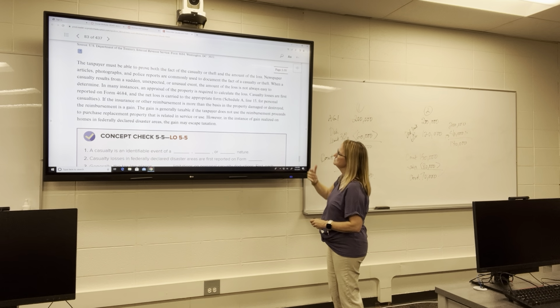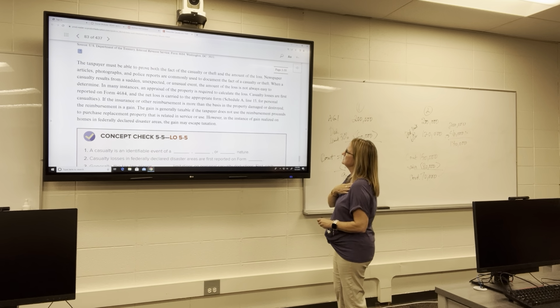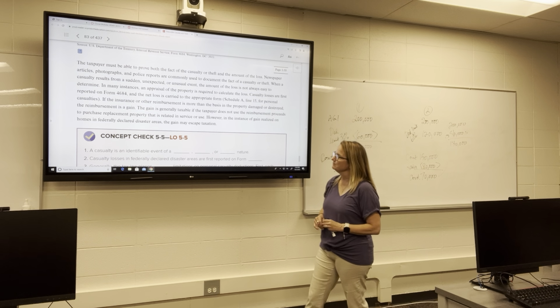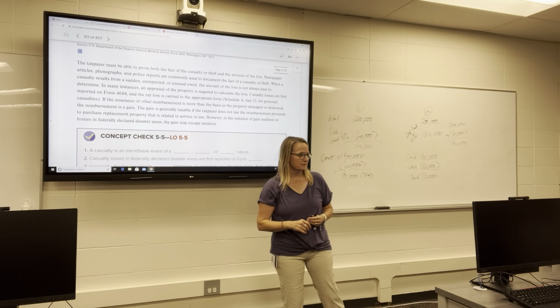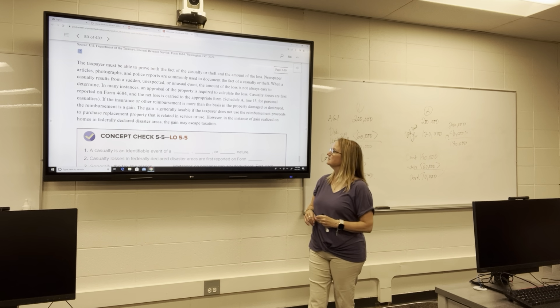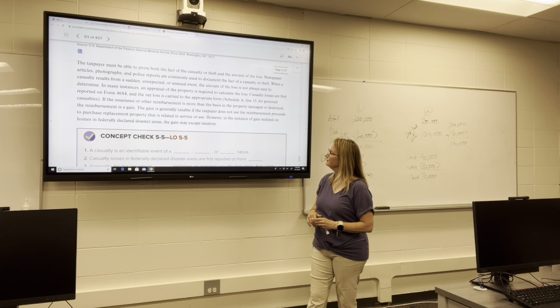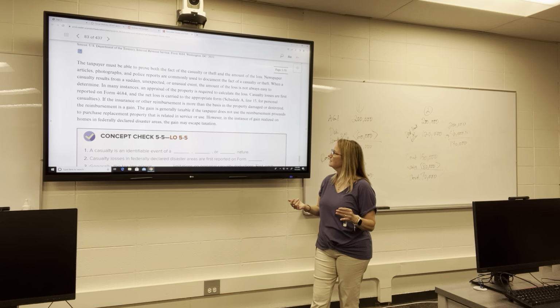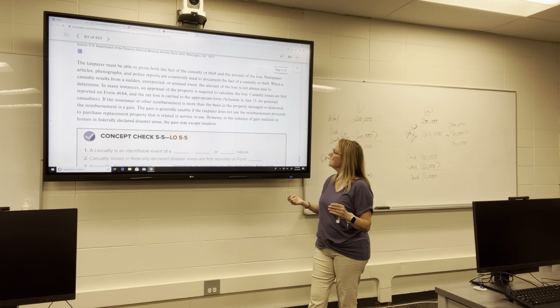The taxpayer has to substantiate all of that. If the insurance or other reimbursement is more than the basis of the property damaged or destroyed, the reimbursement is a gain and you get to pay tax on it. The gain is taxable if the taxpayer does not use reimbursement proceeds to purchase replacement property.